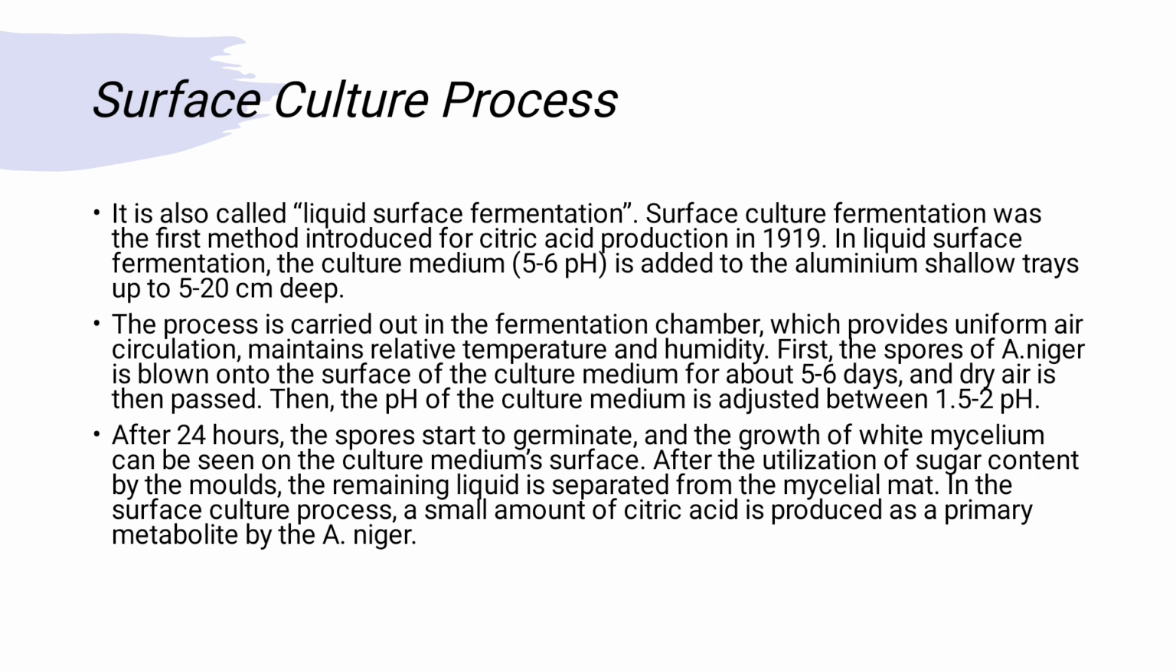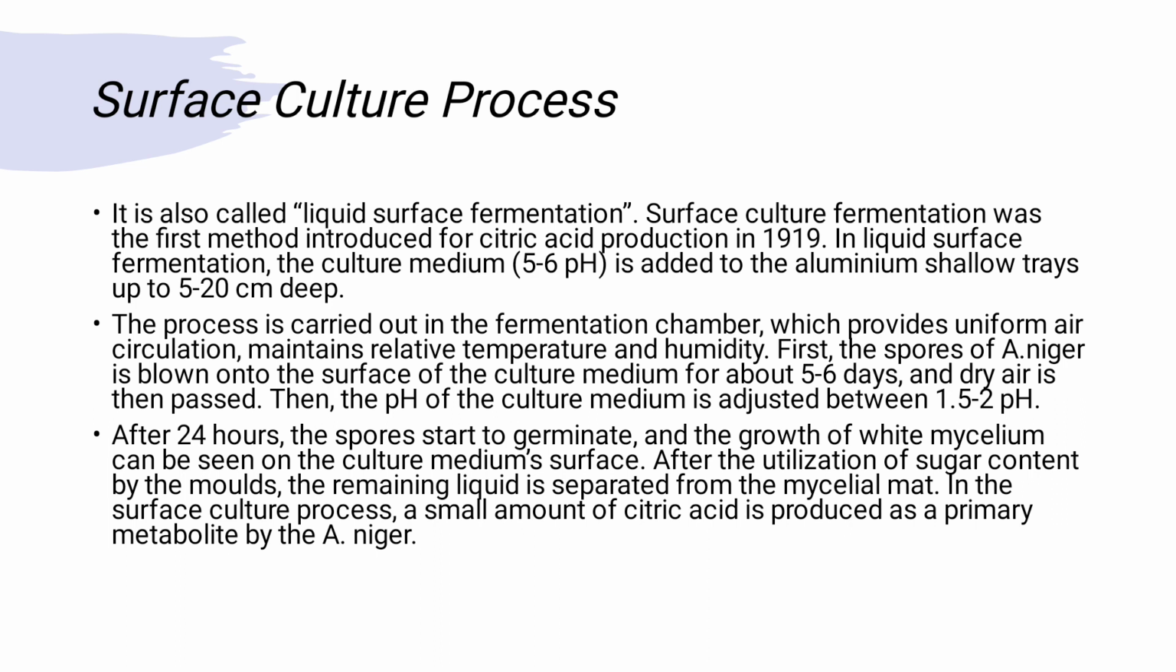Surface culture fermentation was first introduced for citric acid production in 1919. In liquid surface fermentation, the culture medium, with a pH of about 5 to 6, is added to aluminum shallow trays up to 5 to 20 cm deep.